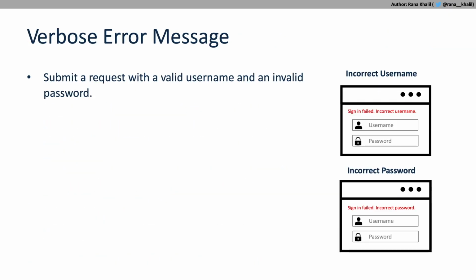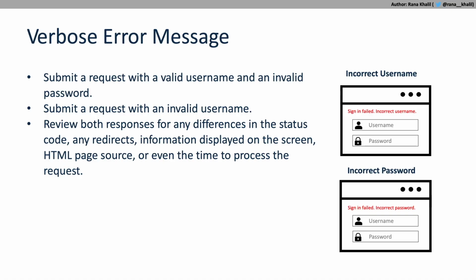The next vulnerability you want to test for is verbose error message. So the first thing to do over here is submit a valid username and an invalid password and make note of the response of the request. Then submit an invalid username and an invalid password and make note of the response of the request. Compare these two responses together for any differences in status code, any redirects, information displayed on the screen, differences in the HTML page source, or even differences in the time required to process the request. This can be done using tools like Burp Comparer.